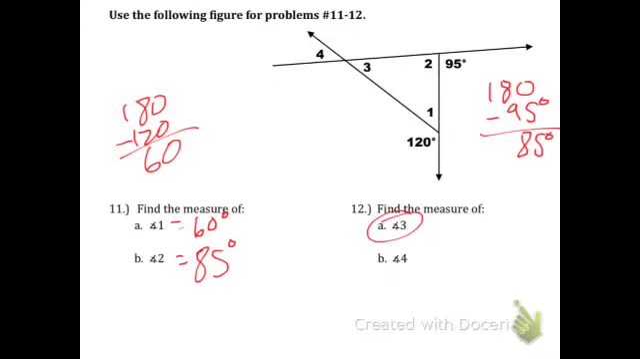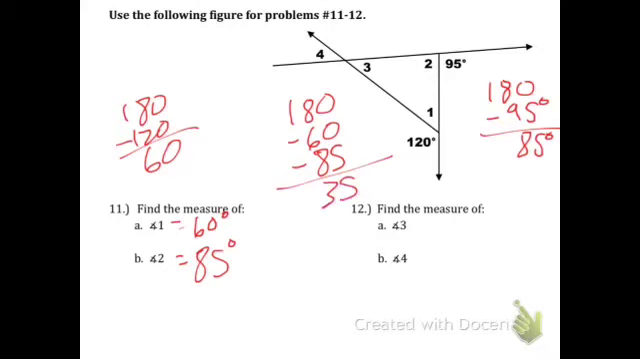If you want to get angle 3, remember that angles 1, 2, and 3 all add up to make a triangle, which means they all add up to 180. So if you want to get angle 3, you take angle 1 and angle 2 and subtract them off of 180, and you're going to get 35. So angle 3 is 35 degrees.